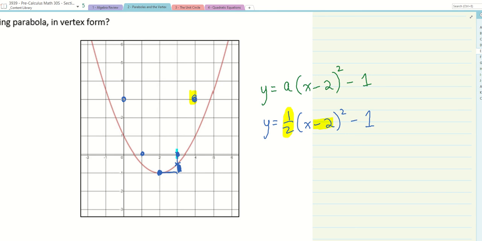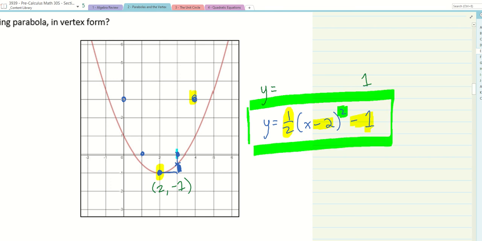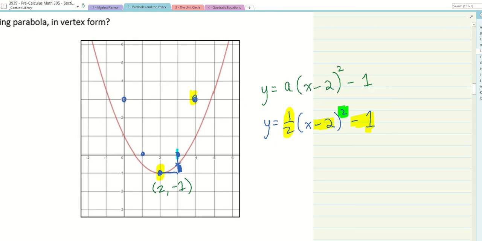2 to the right, 1 down takes us to our new location for our vertex, which is (2, -1). And we've made sure that we've had the squared in there because we need to show that this is a parabola. It's a quadratic graph. It's squared. Okay? So that would be the vertex form of this parabola. All right, so that is our final answer for the vertex form of the parabola that you see before you.